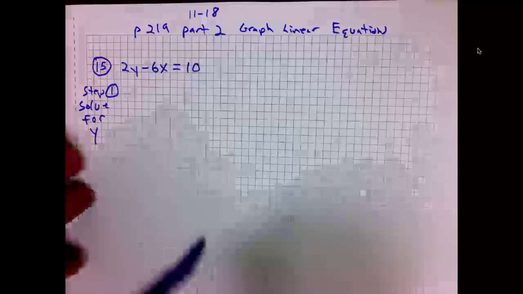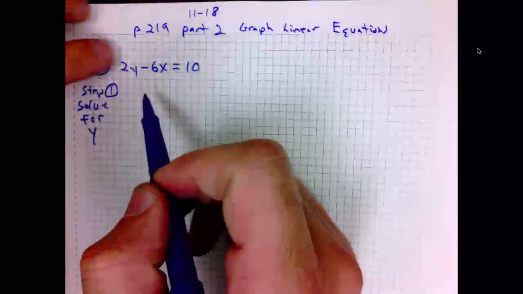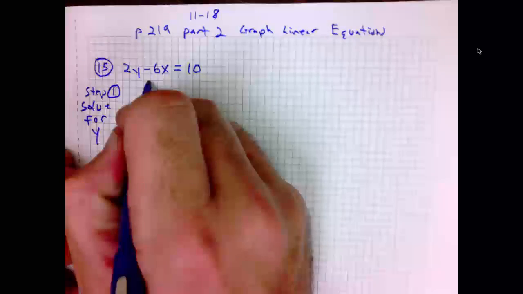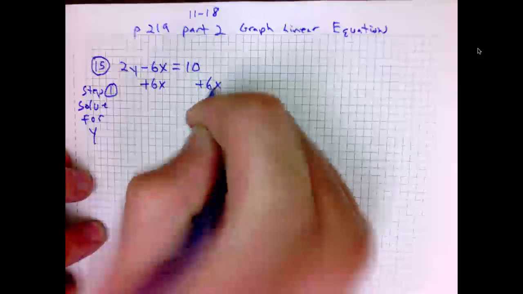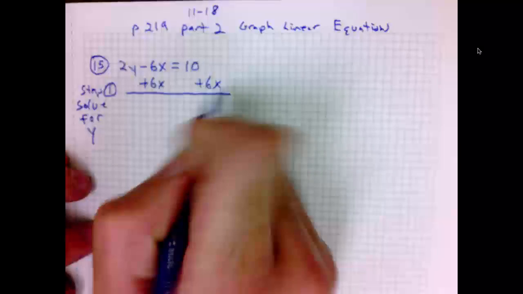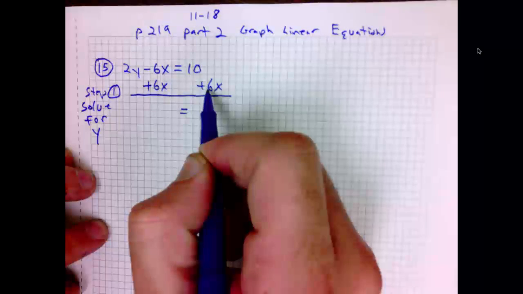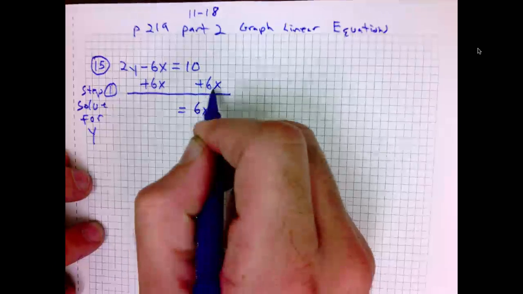Okay, so we have 2y minus 6x equals 10. To solve for y, that is get y by itself, I should add 6x to both sides. Adding 6x to the left and adding 6x to the right. Equals remains in the middle. These two are unlike terms. They can't be combined. So I will leave it as 6x plus 10.